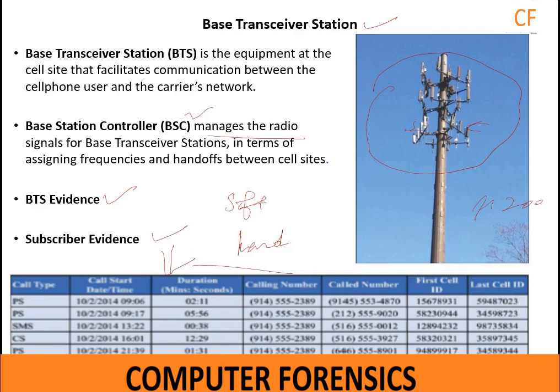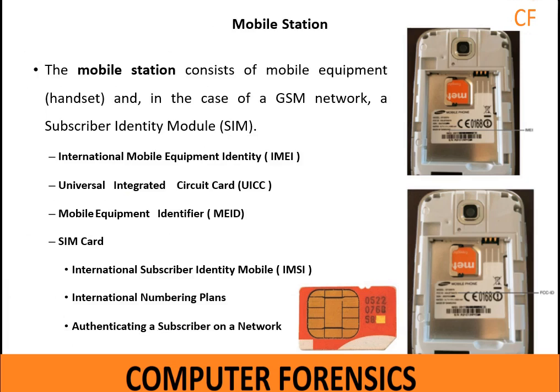Next one is subscriber evidence. In addition to BTS evidence, law enforcement can obtain subscriber information, call detail records, and PUK codes. The subscriber records are personal details the carrier maintains about customers, including name, address, alternative phone numbers, social security number, and credit card information. The mobile station consists of mobile equipment, the handset, and in the case of a GSM network, a subscriber identity module, SIM.